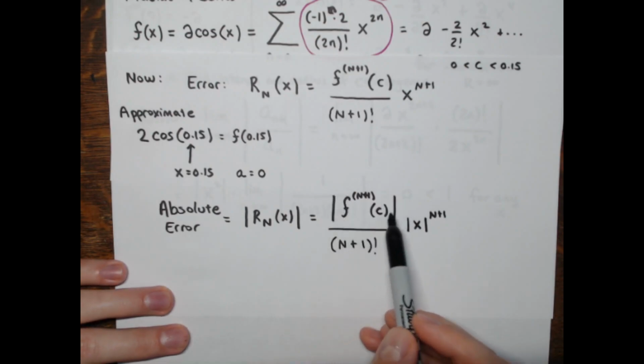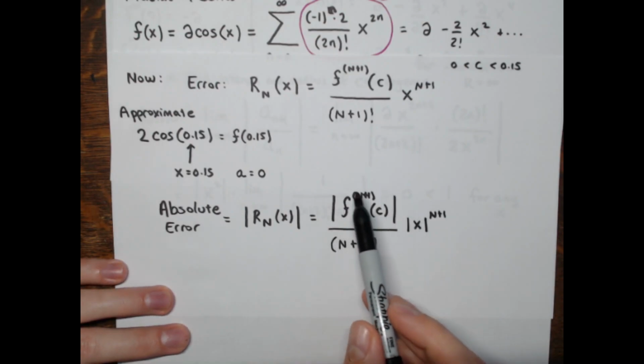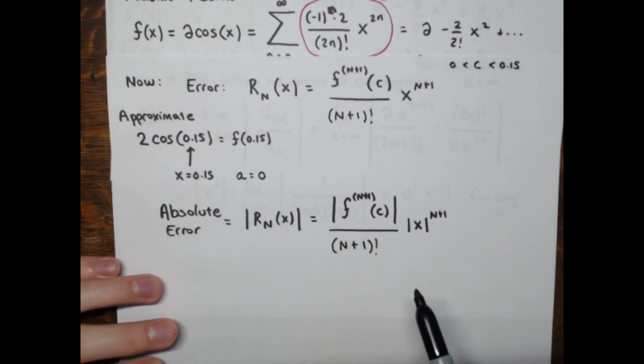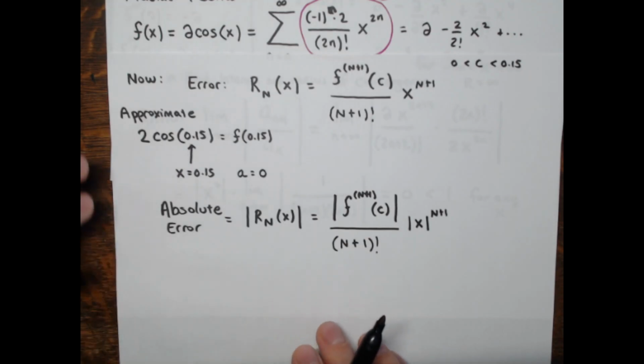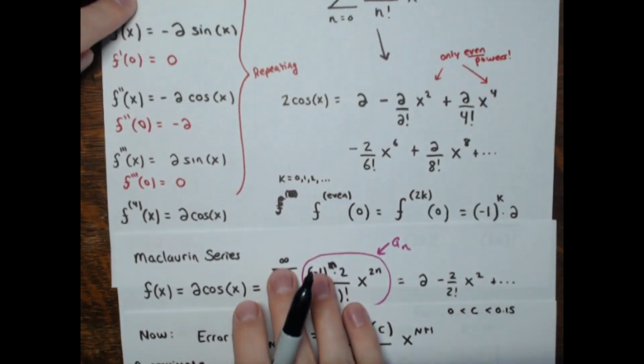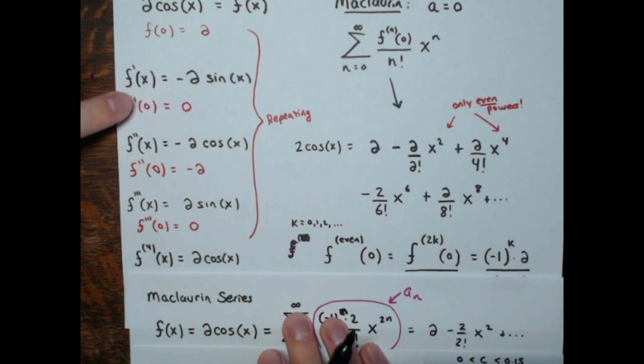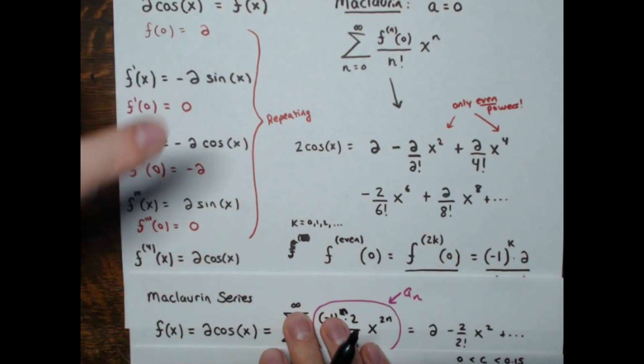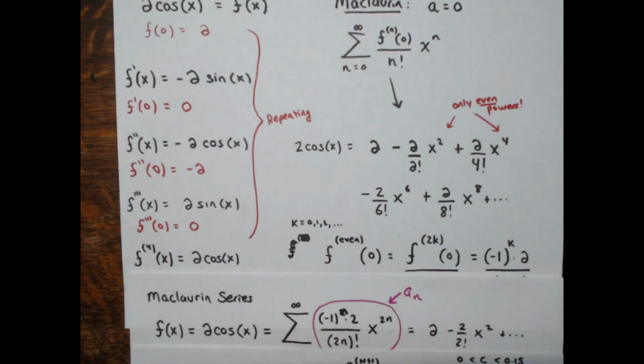What I'm concerned with is this absolute value of the n plus first derivative. What is a bound on this? Well, if you look at all the derivatives, we were doing derivatives of this earlier. All the derivatives of this function are some multiple of sine x, 2 sine x or 2 cosine x.